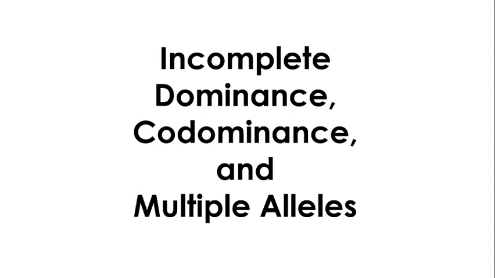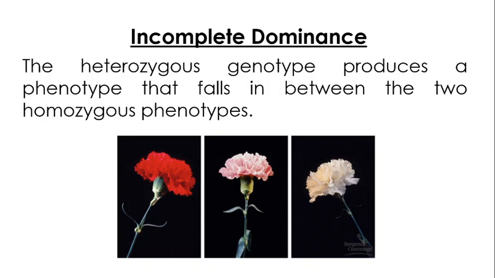Okay, so let's start with the first non-Mendelian pattern of inheritance, which is incomplete dominance. The result of Mendel's experimentation was groundbreaking, partly because he contradicted the idea that the traits of the parents are permanently blended in the offspring. However, in some cases, the phenotype of a heterozygous organism can actually be a blend between the phenotypes of its homozygous parents. So we refer to that pattern of inheritance as incomplete dominance.